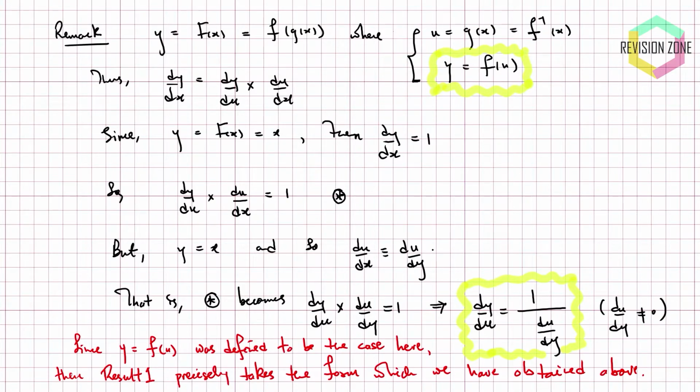Now, you might look at this and say, hang on, the last statement that we proved was dy by dx is equal to 1 over dx by dy. At this stage, I would say, look at our function. y is actually f of u. It's not f of x, which was the case in our working in the previous result. So since y equals f of u was defined here, our result one precisely takes the form of the statement in the yellow box. Okay? So we've arrived at the exact same result by basically the same sort of argument, just laid out in a slightly different way.